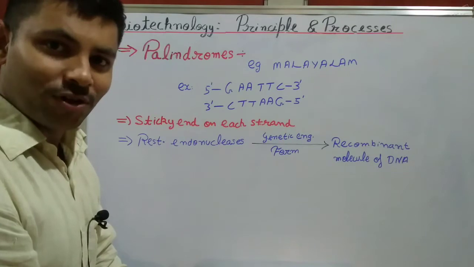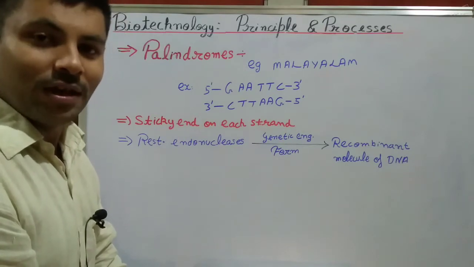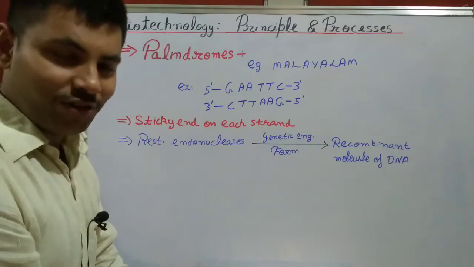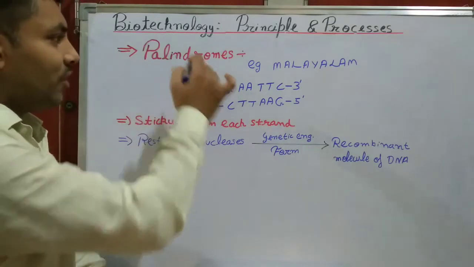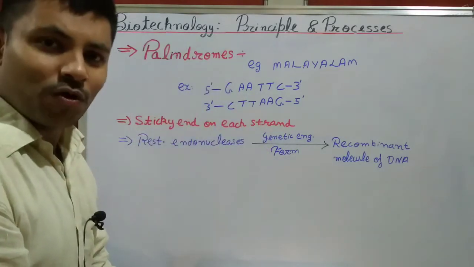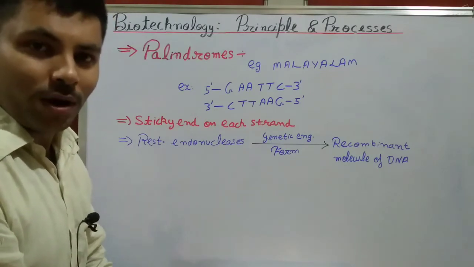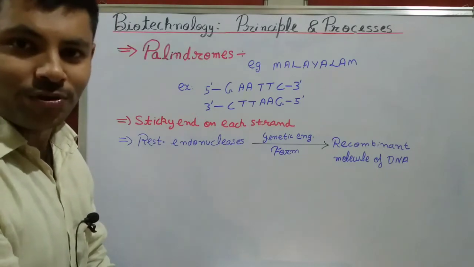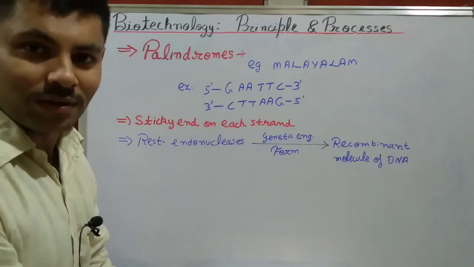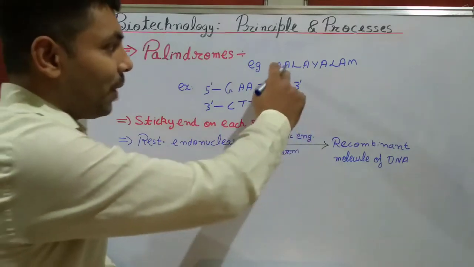In my previous lecture, I was discussing the restriction enzymes. Let's see what a palindrome is. A palindrome is a group of letters which form words. If we read from one side or from the opposite side, it gets the same pronunciation. Let's see the example: Malayalam.